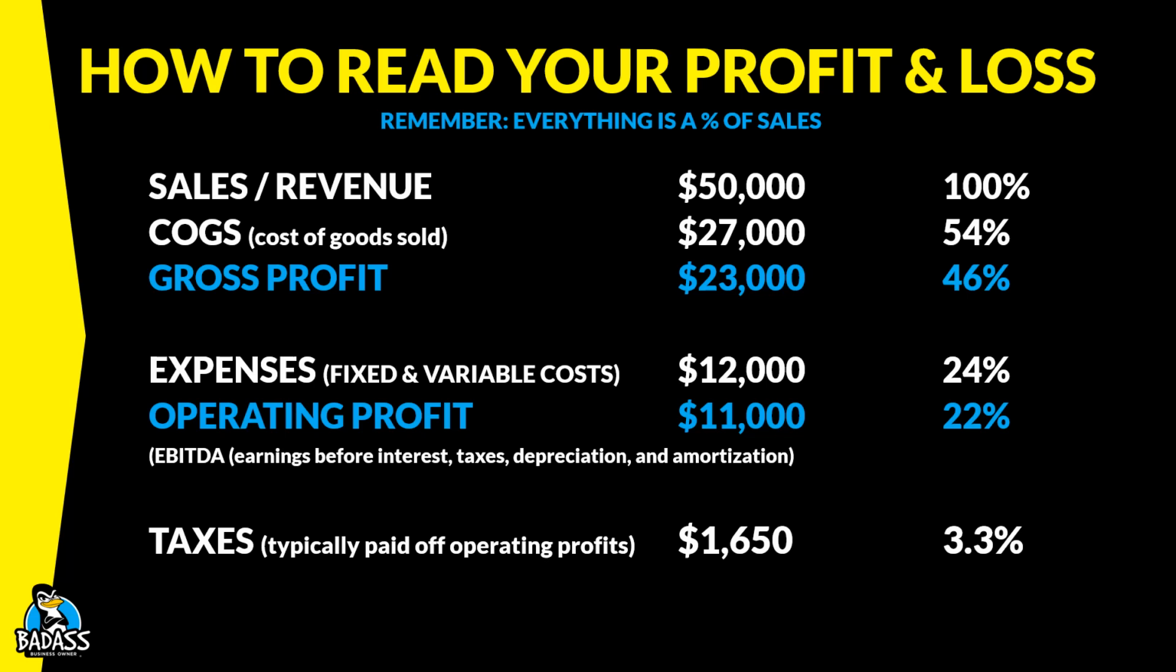So in this case, we'll say 15% goes towards taxes, which is an additional 3 cents, 3.3% off. And the net income, the bottom line for this particular business is $9,000, and that's 18%. So out of every dollar they do, they get to keep 18 cents.